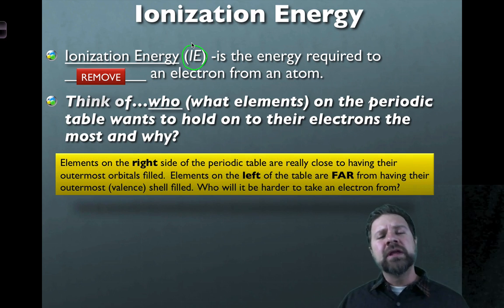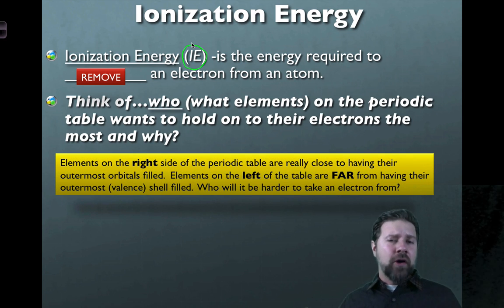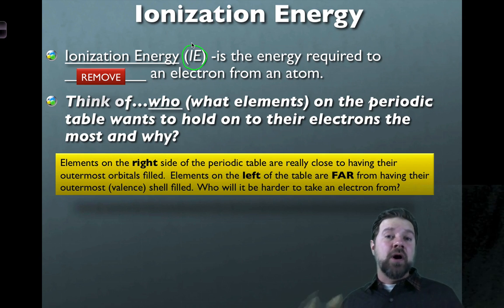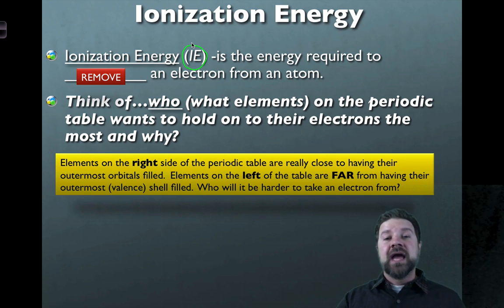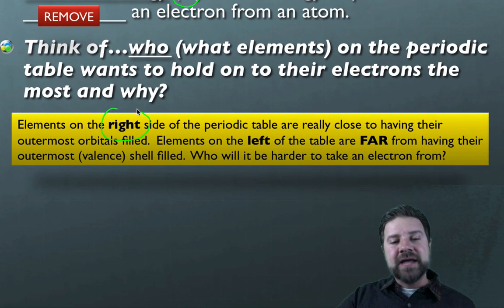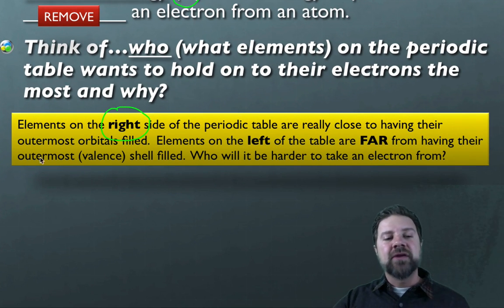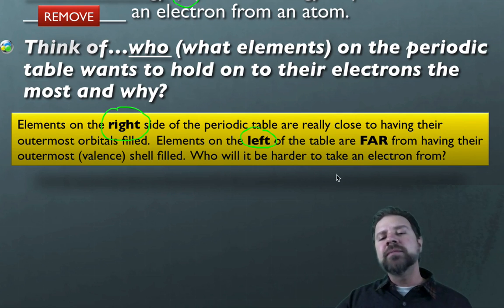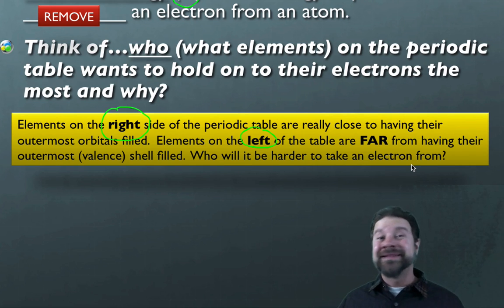If we imagine the periodic table, we have already learned electron configuration. We know that we're trying to essentially fill up all the electrons with available orbitals as we move from left to right across the periodic table. So what we could say then is elements on the right side of the periodic table are really close to having their outermost orbitals filled. Elements on the left of the table are far from having their outermost or valence shell filled with electrons. So who's it going to be harder to take an electron from? An element that's almost all filled up, or one that's not even close? I want you to think about that for a second.